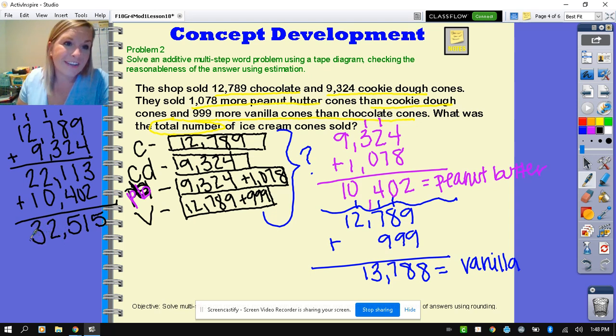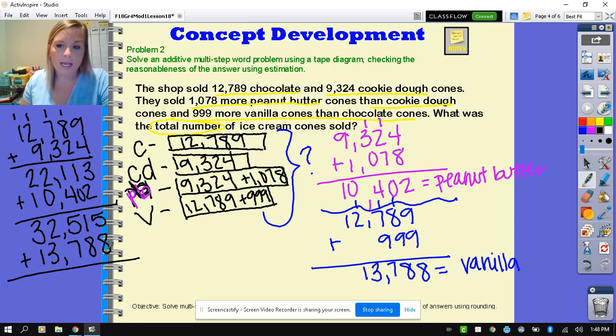We're still not finished though because we need to add in our vanilla cones. So I need to add in 13,788 cones. So 8 plus 5 is 13. 8 plus 1 is 9, plus 1 is 10. 7 plus 5 is 12, plus 1 is 13. 3 plus 2 is 5, plus 1 is 6. And 3 plus 1 is 4.